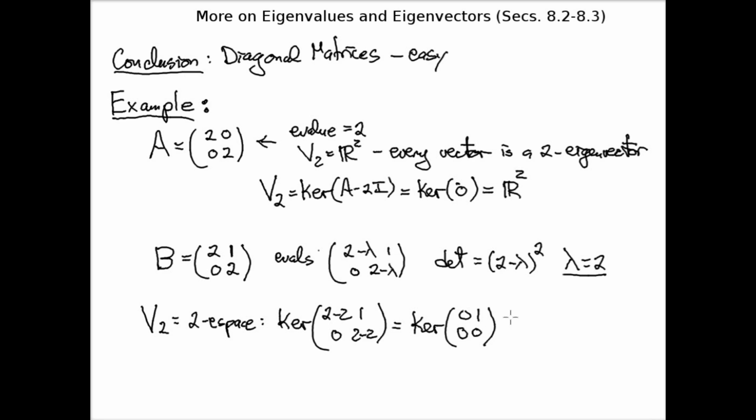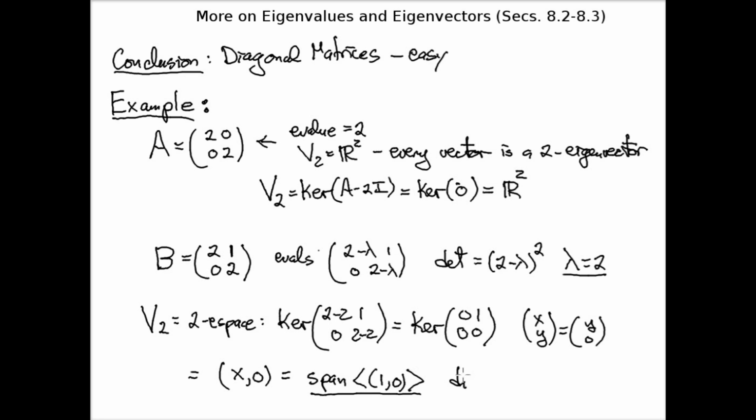What is the kernel of this matrix? Well, this matrix sends (x, y) to (y, 0). And so the kernel is exactly the vectors where y is equal to 0. So that is to say x is anything and y is 0. In other words, this is all multiples of the single vector (1, 0). And it's one-dimensional. Okay, so this is an example.